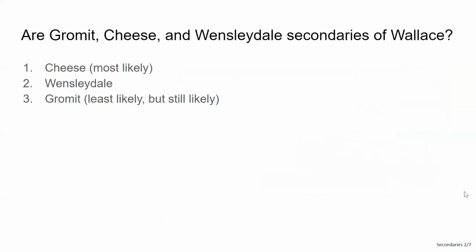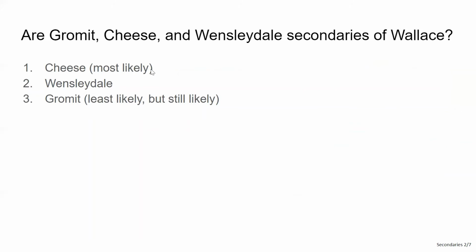All right. Well, in order for tertiaries to be tertiaries, they need to be secondaries of secondaries. So first, let's talk about whether these three tertiary progenitor craters are actually secondaries of Wallace. So I ordered them conveniently. Cheese is the most likely to be a secondary crater.